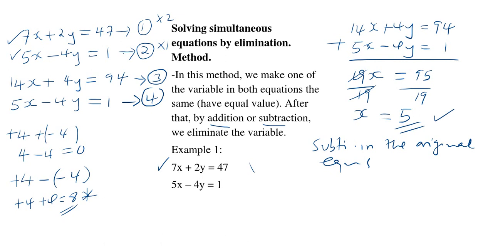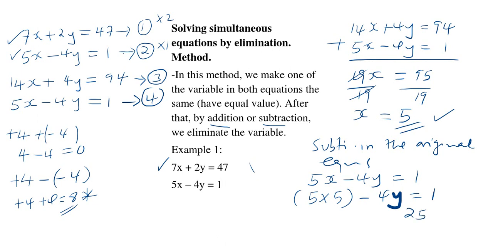For instance, I will choose equation 2. Let's substitute x is equals 5 in 2. Equation 2 is 5x minus 4y is equals to 1. So we have 5 times 5, minus 4y, which gives us 1. So we get 25.